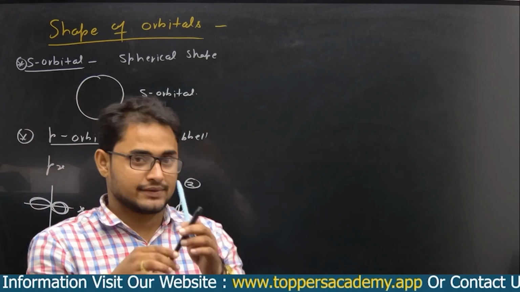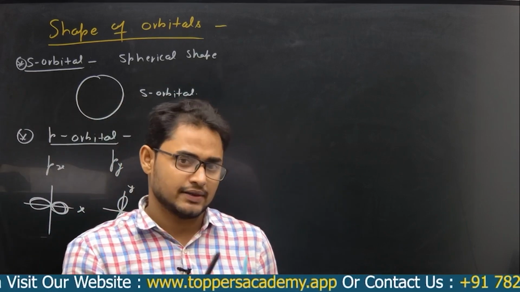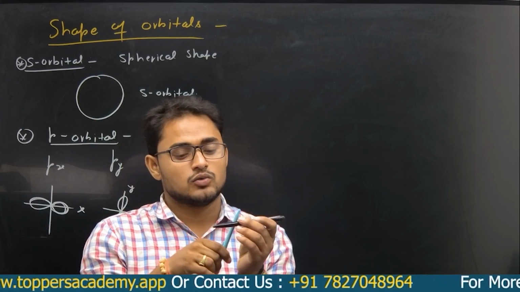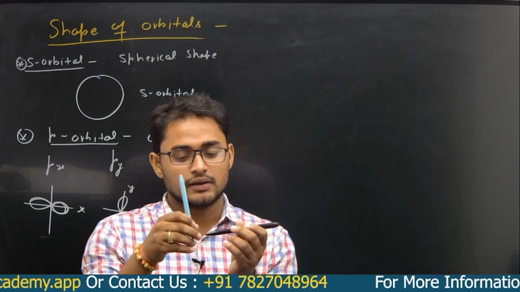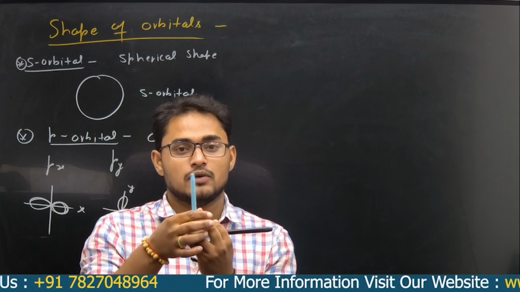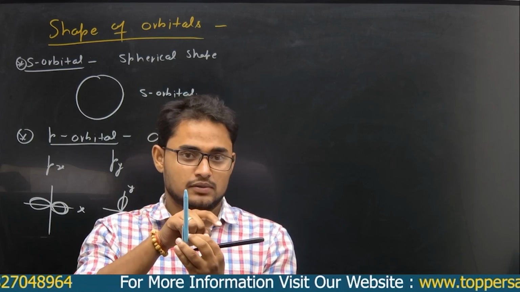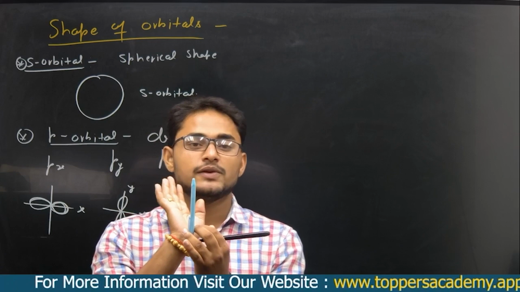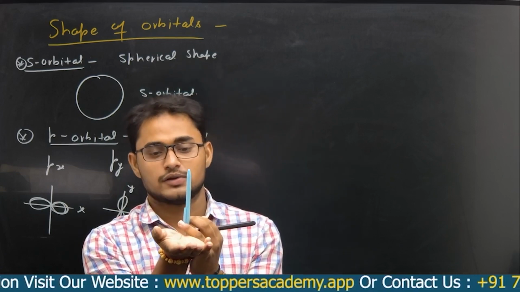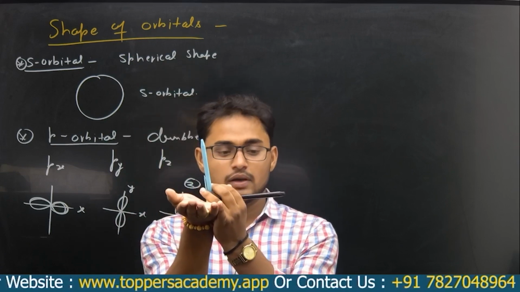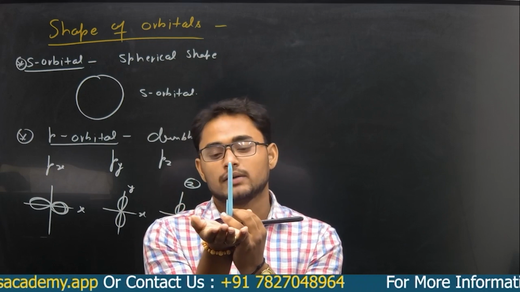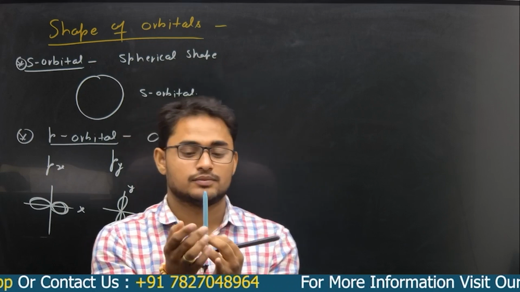If it is x, I can take any line as the axis, initially x. At a 90 degree angle to it there will be the y axis, and at a 90 degree angle to both of them there will be the z axis. It may be present here, it may be present here, right?